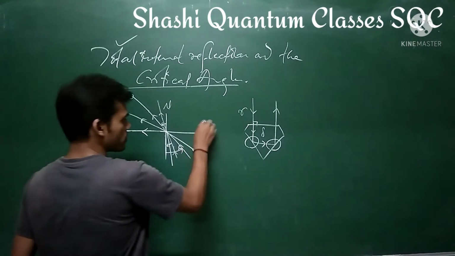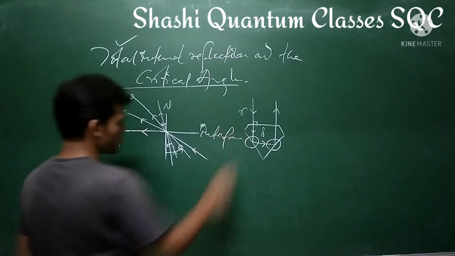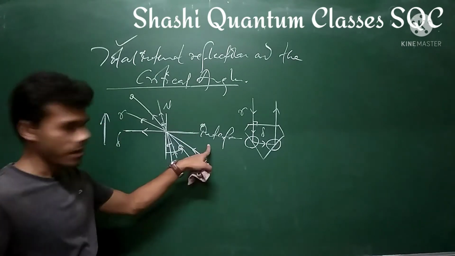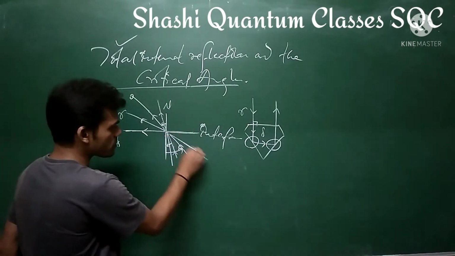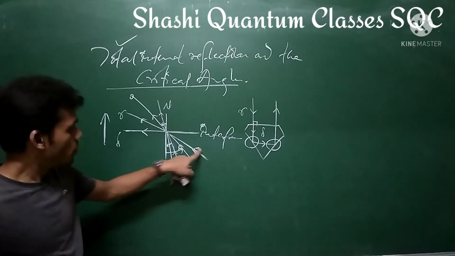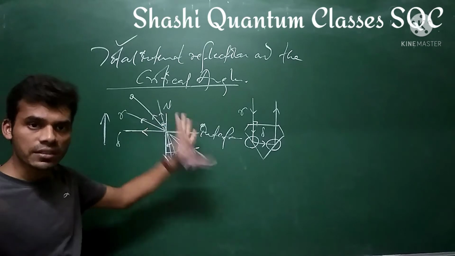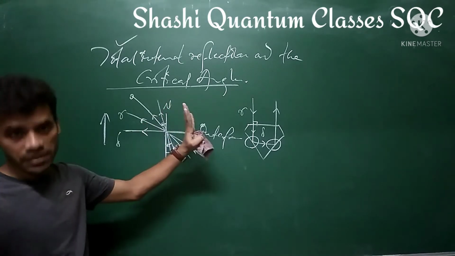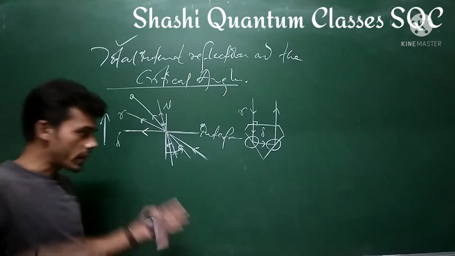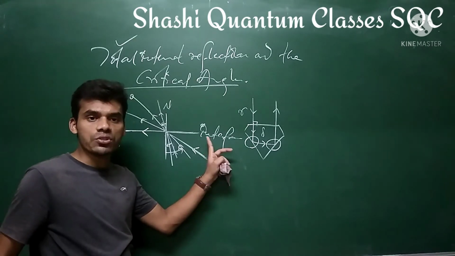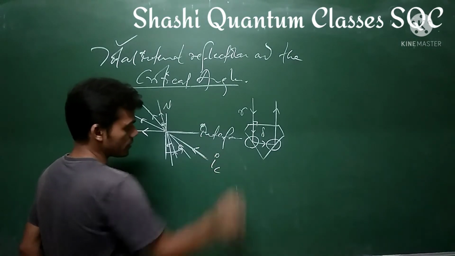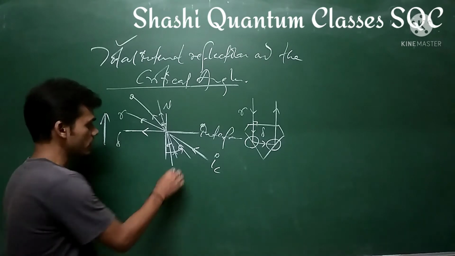This is the interface of the two media. This is the rarer and this is the denser medium, and this is the interface of the two media. So a time comes when the incident ray is that much. It does not enter the rarer medium and it goes parallel, overlapping the interface of the two media. This is called the critical angle. This is your IC. This is your angle.